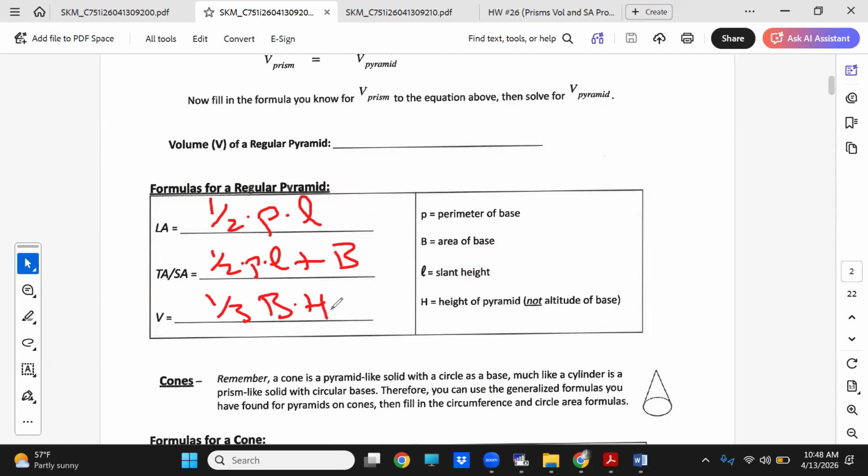No, L is not the actual height of the pyramid. L is the height of the triangle, the slant height. L is going to be this right here. Where this right here is H, right? From the middle of the base to that apex, that's H. This right here is L. Right. That's why we're spending some time trying to understand the anatomy of this.